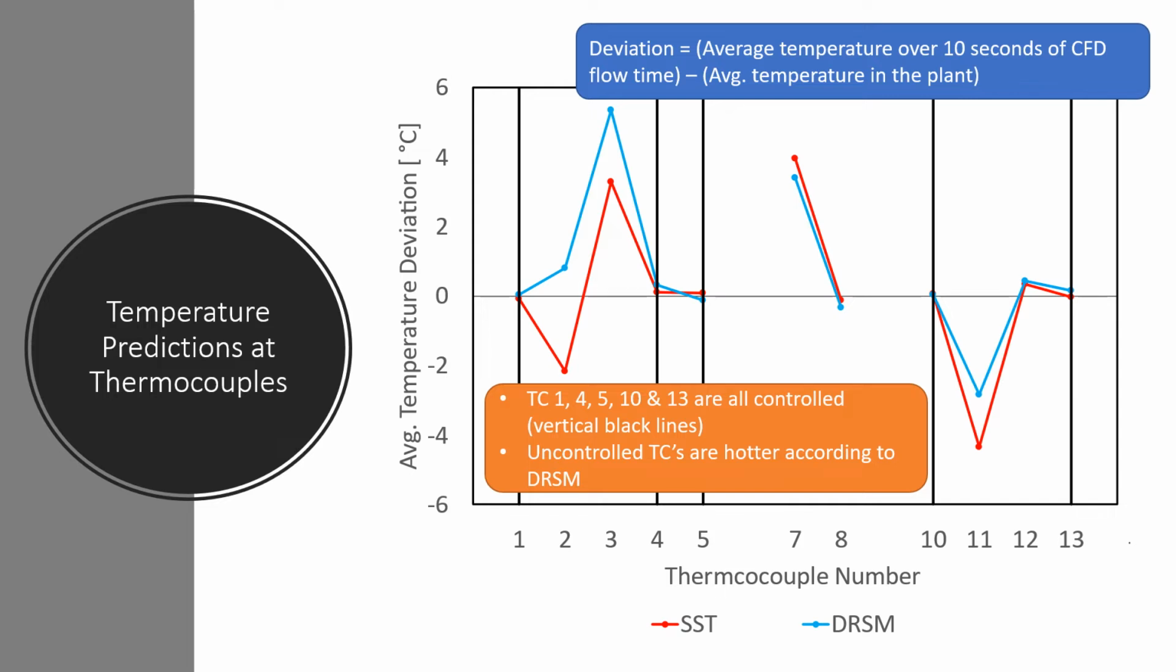And so at the uncontrolled points, namely TC 2, 3, and 11, we see that the DRSM model is predicting hotter temperatures than the SST. At 7 and 8, there's a slight decrease in temperature for the DRSM, but that's negligible compared to especially looking at TC2 and TC3, which show a large jump. And so these hotter temperatures are saying that the SST model is more diffusive or reporting lower temperatures, which is something very important to our study when we're considering heat generation of this reactor.